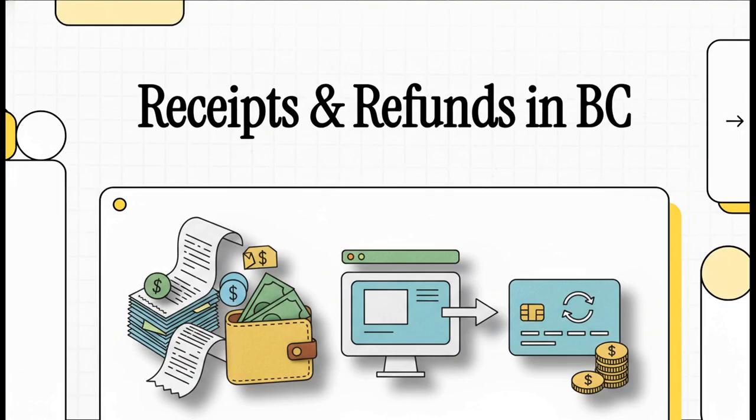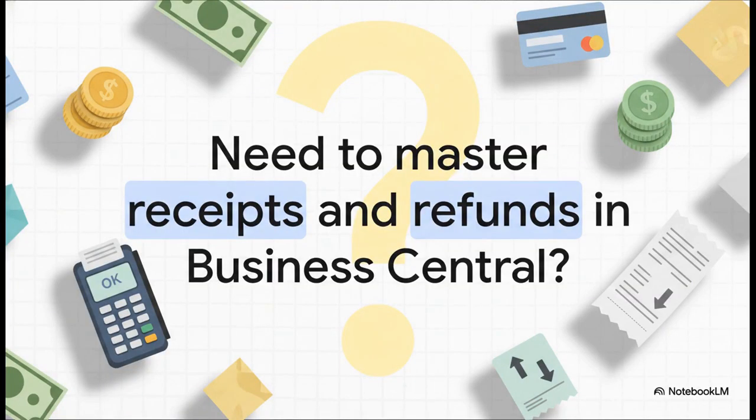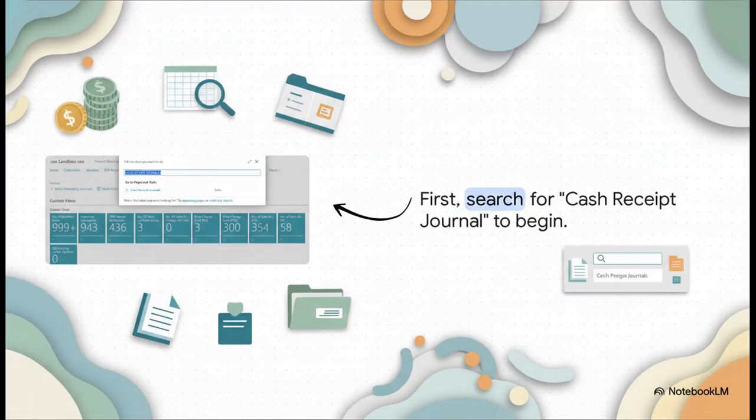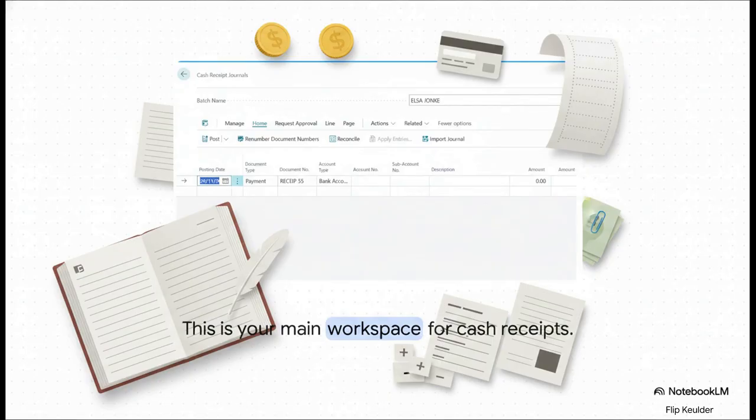Let's quickly walk through handling receipts and refunds right inside Business Central. Okay, let's dive right in, starting with how you process a customer's payment. First up, just use the search bar and look for the Cash Receipt Journals page. So this journal screen is where you'll be entering all of the payment details.